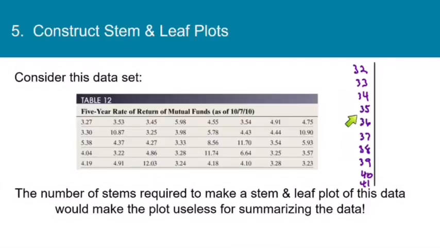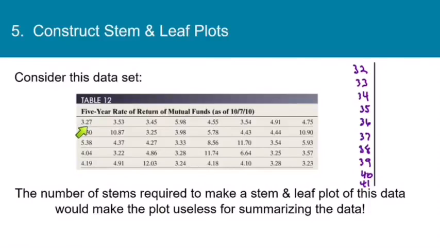I didn't even have room to write all of the stems because we would have had to go all the way up to 120. And then you can imagine each line would only have had 1 or 2 leaves on it, and most of the lines wouldn't have had any leaves on them. So the stem and leaf plot in this case would actually do more harm than good.